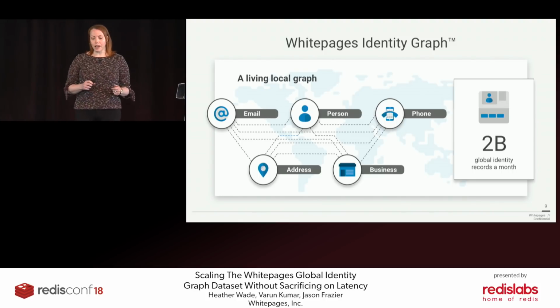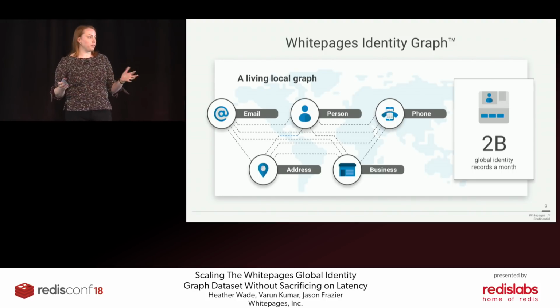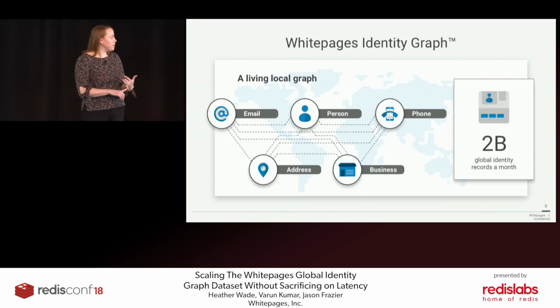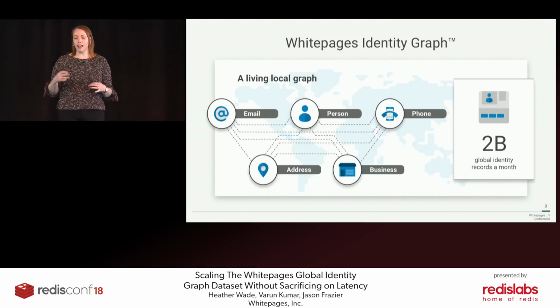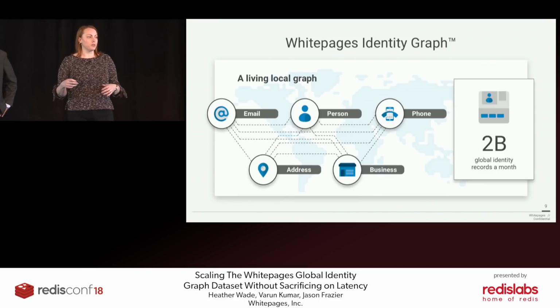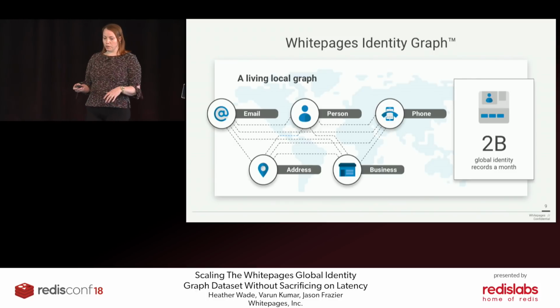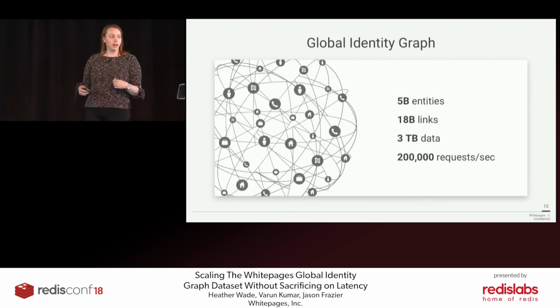So as I mentioned, we have about 5 billion or so different entities, and these look like people with their names and all of the metadata that you would expect to see with a person, all of their email addresses, phone numbers, addresses, their businesses. And every month we process 2 billion new links between all of these entities and contact points in our graph. So I'm going to hand this off to Varun right now, and he's going to talk a little bit about the technical challenges involved in this.